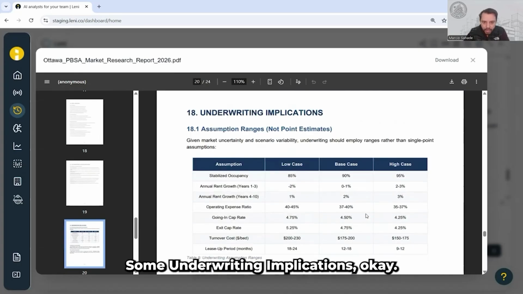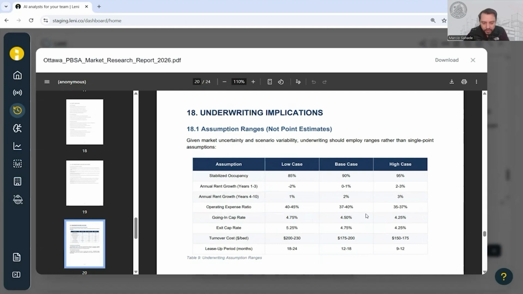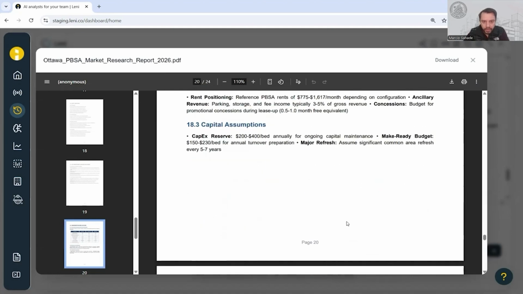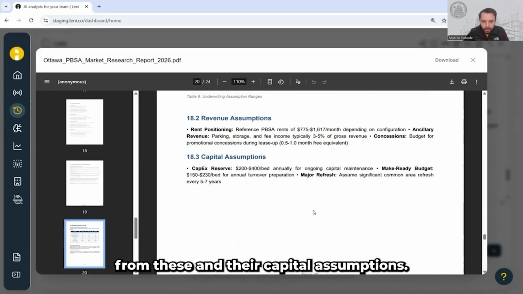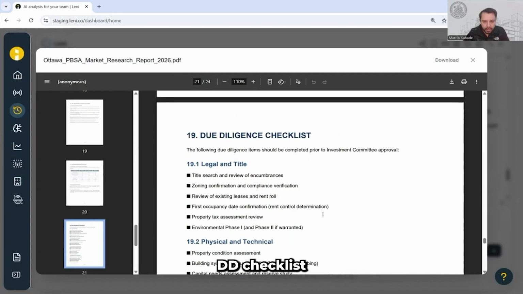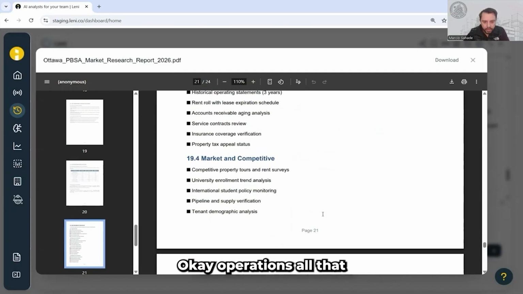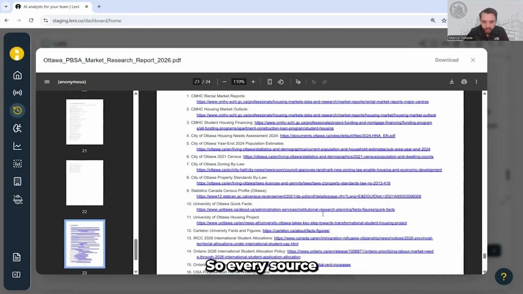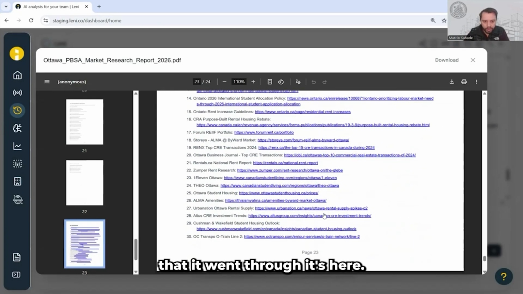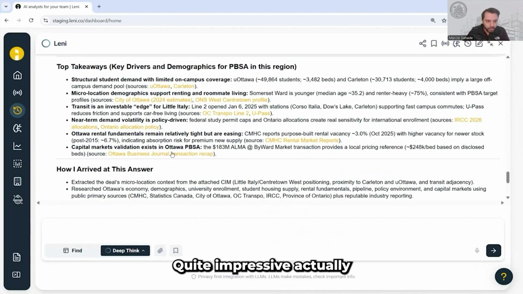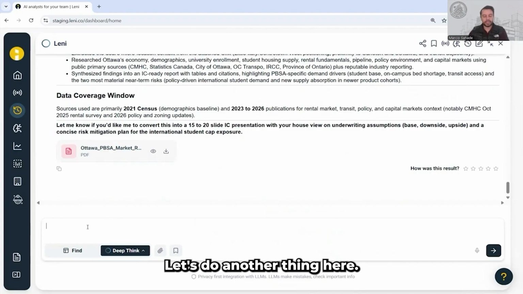Some underwriting implications, okay. Revenue assumptions. So we do have here rents from this, and capital assumptions. DD checklist. Okay, operations, all of that. Regulatory. And other references. So every source that it went through is here at the end. This is super, super deep. Quite impressive, actually, how it got the answer here and then the report. Let's do another thing here. Let's ask for the main competitors.